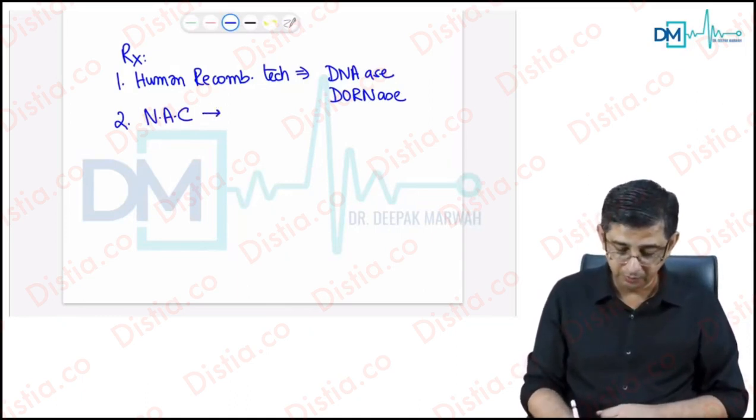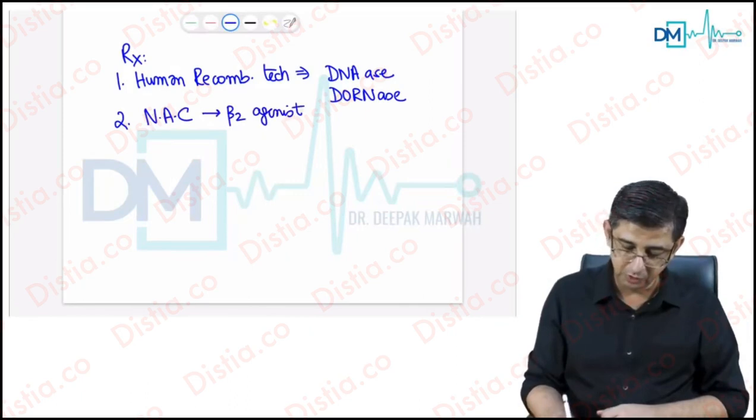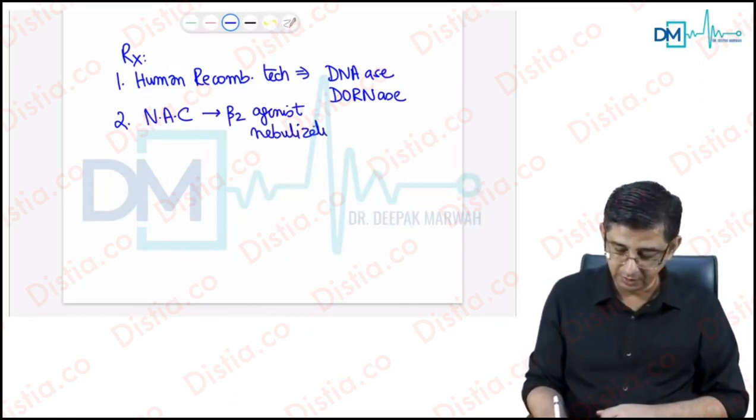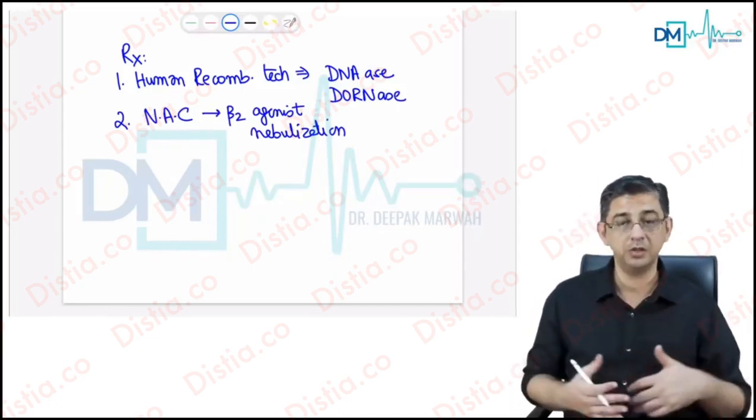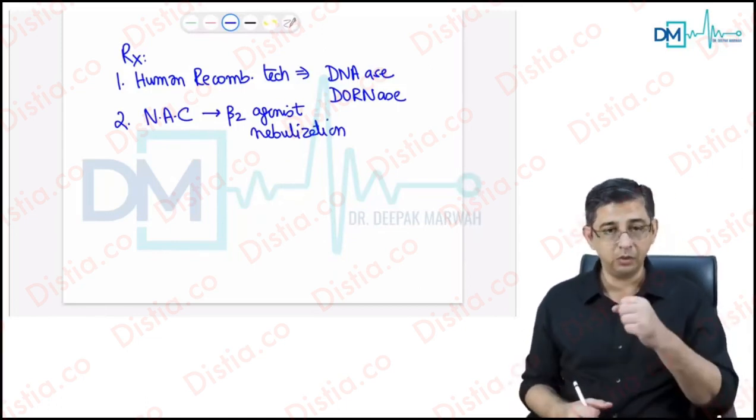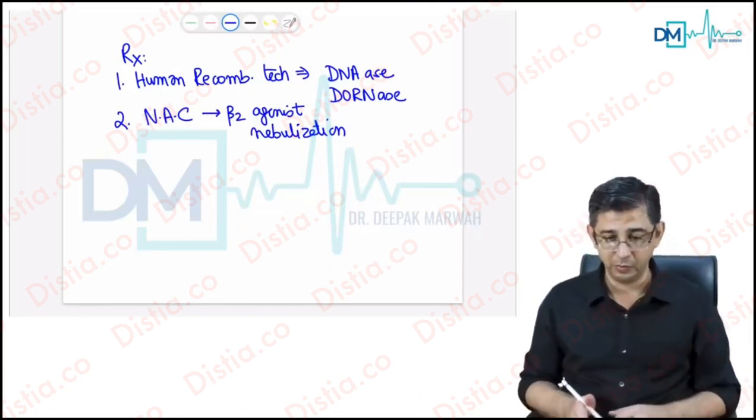and we usually follow it up with a beta-2 agonist nebulization, which improves the oxygen saturation of the patient. And once the airways get dilated, the patient can then develop stamina, because airways are dilated, more oxygen is going in, so the person will develop stamina to cough vigorously and expectorate the sputum.